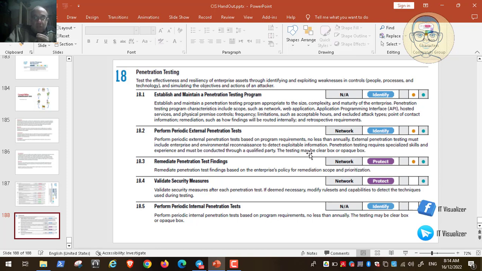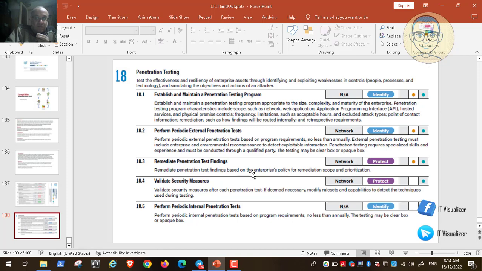The testing may be clear box or opaque box. So he's saying here that this depends upon the skills of the people that are doing the penetration test. So you should hire a qualified party, because if it is not done in a proper way, it will break your network. Okay, remedy penetration test findings.